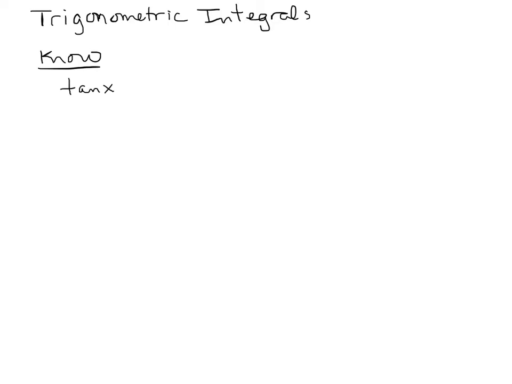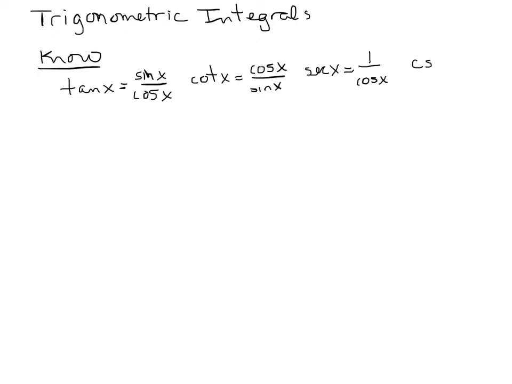I expect that you would know that the tangent is sine over cosine, and that cotangent of x is cosine of x over sine of x. And I would expect you to know that secant of x is 1 over cosine, and that cosecant of x is 1 over sine. Okay, so those are some basic formulas that I expect you to know.